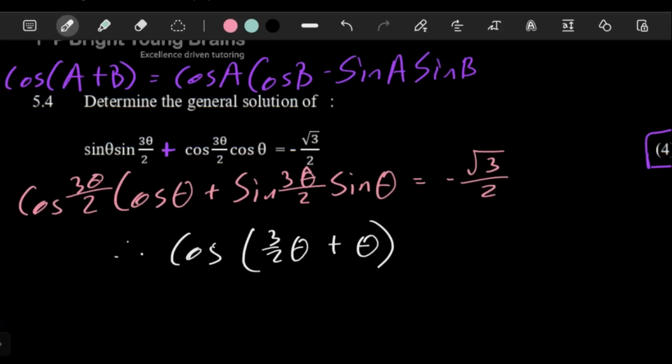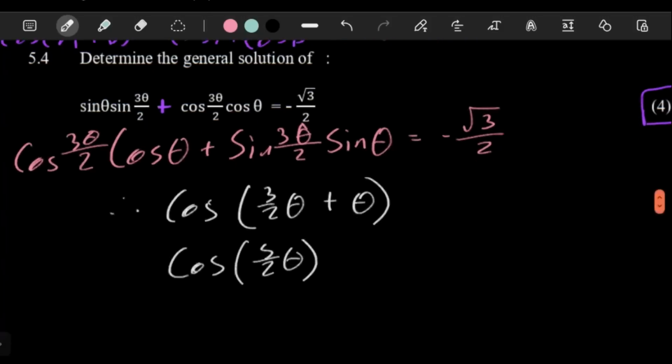3 over 2 theta is what you're dealing with. So this is like 3 over 2 plus 1. You see, these are like terms. So you're going to have your cos of 3 over 2 plus 1, that's like 5 over 2 theta. And then this is equal to negative square root of 3 over 2.